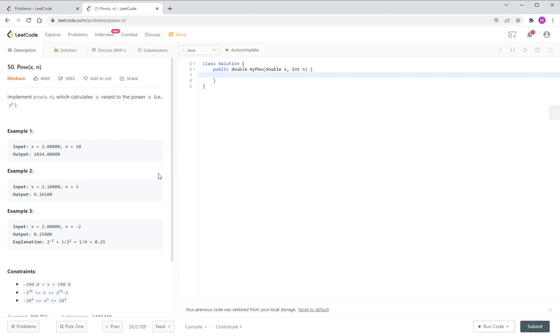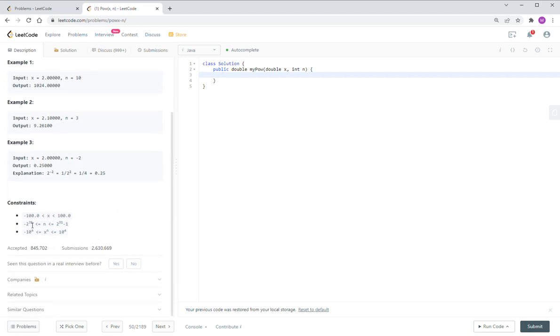So let's see the constraints. The n range is huge. So you cannot just loop n times and multiply by x. That will make the time complexity big O of n. It's impossible. So we need to consider how to solve this problem.